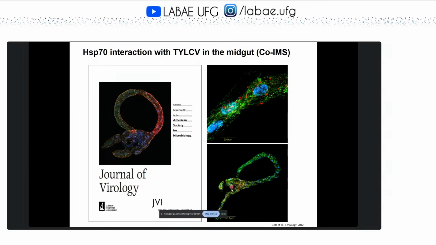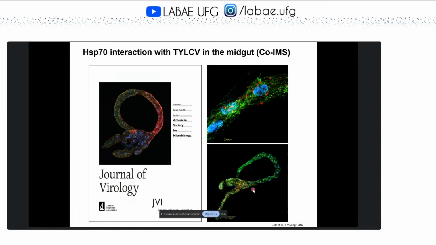If you see the lower right panel, you can see most of the co-localization, which is represented here with yellow, where the virus is localized with red. This is co-immunostaining of HSP70 and the virus, TYLCV. And you can see in the lower panel that most of the co-localization, represented by the yellow color, happens here in the filter chamber. So again, we thought that HSP70 functions in this area here.